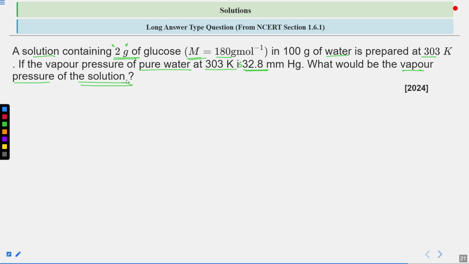So here in this question we are using the vapor pressure concept. This question came in the CBSE exam in the year 2024. You get some time, go through it, think about this. After that, we will see the correct answer.